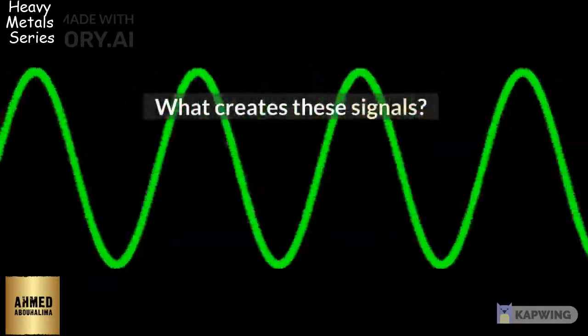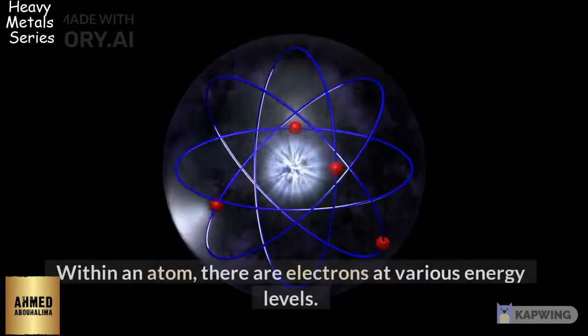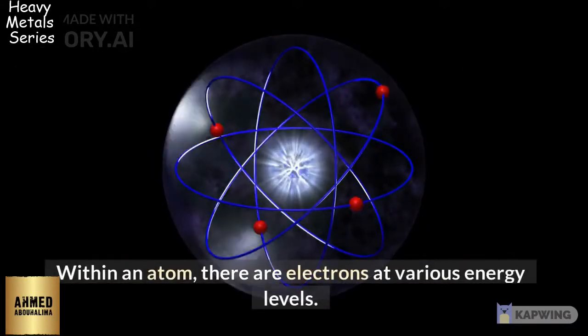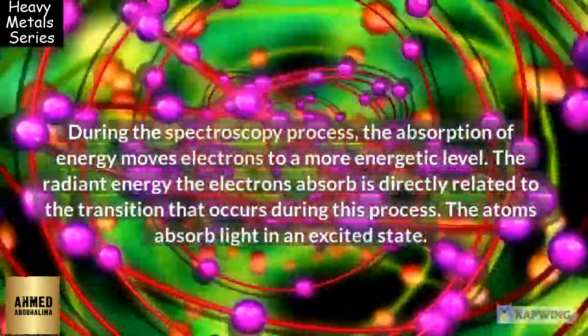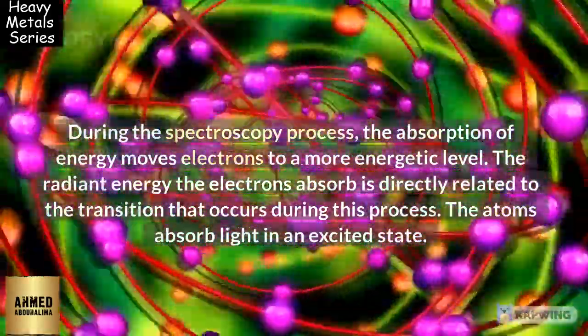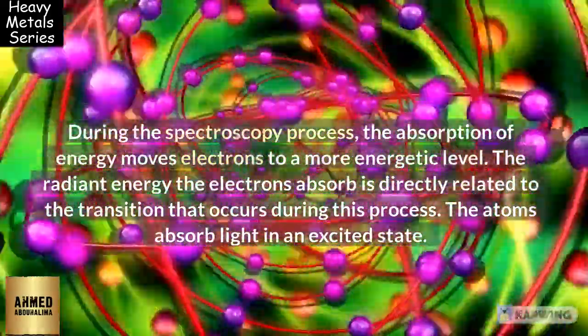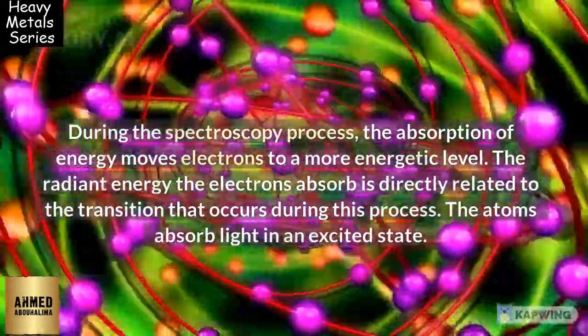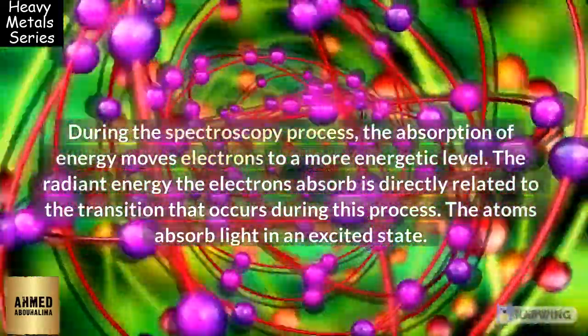What creates these signals? Within an atom, there are electrons at various energy levels. During the spectroscopy process, the absorption of energy moves electrons to a more energetic level. The radiant energy the electrons absorb is directly related to the transition that occurs during this process.